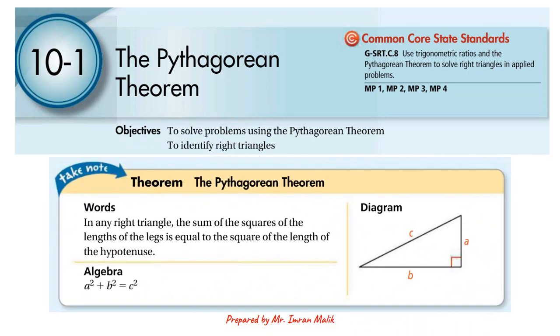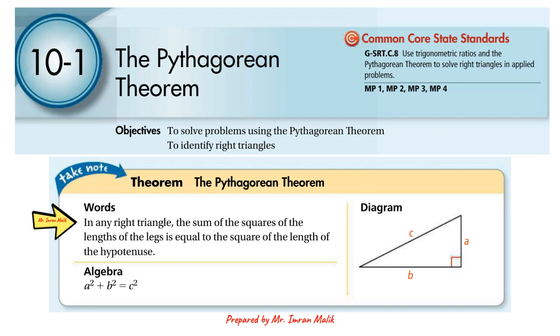Let's have a look at the key concept regarding the Pythagorean theorem. It states that in any right triangle, the sum of the squares of the lengths of the legs is equal to the square of the length of the hypotenuse. The key thing to note is that the triangle must be a right angle triangle. Otherwise, we cannot use the Pythagorean theorem.